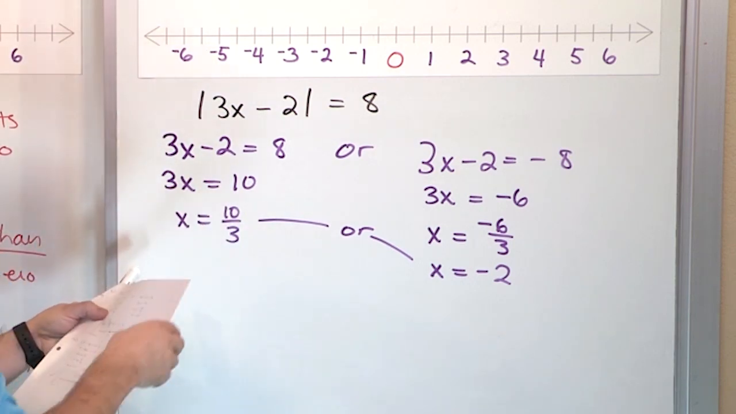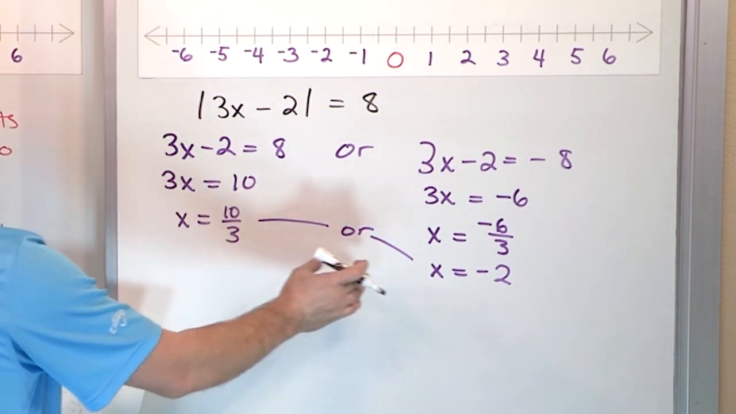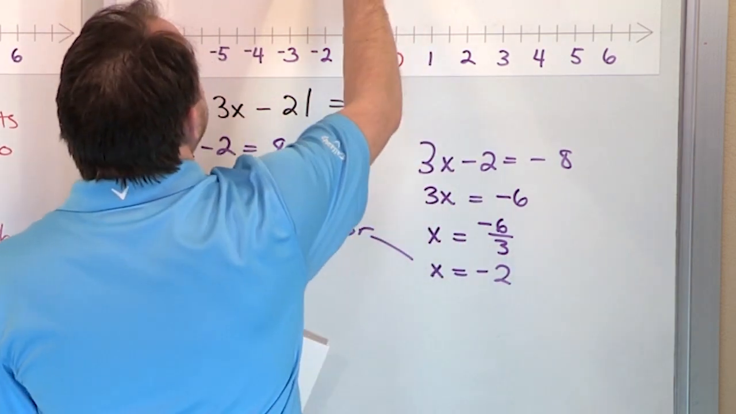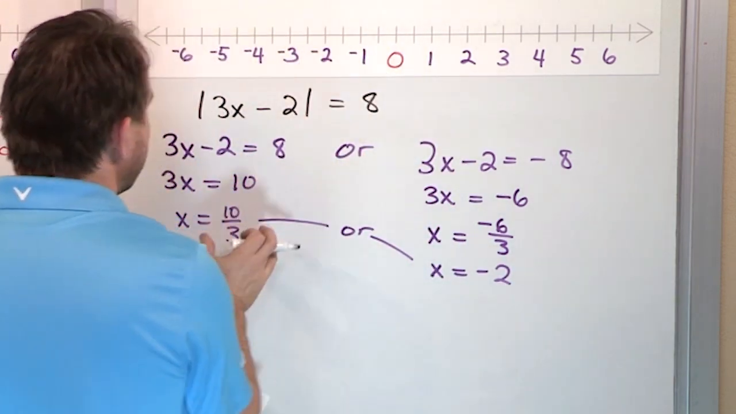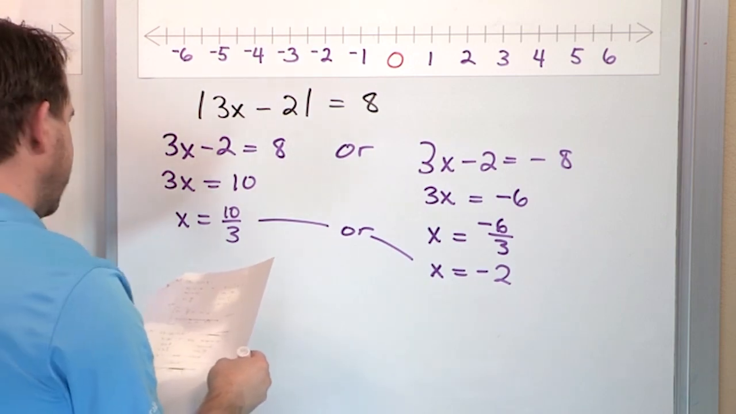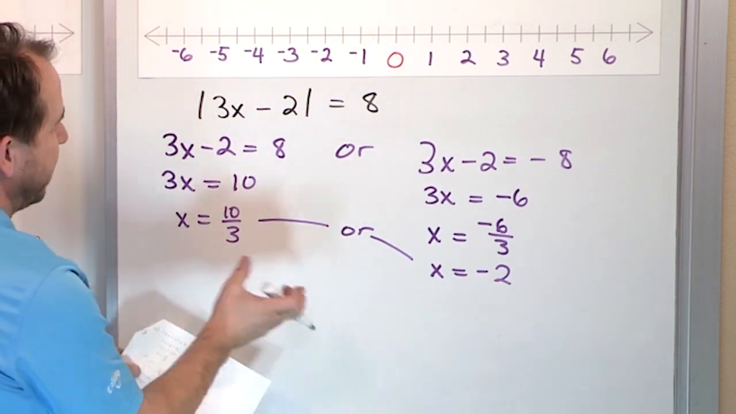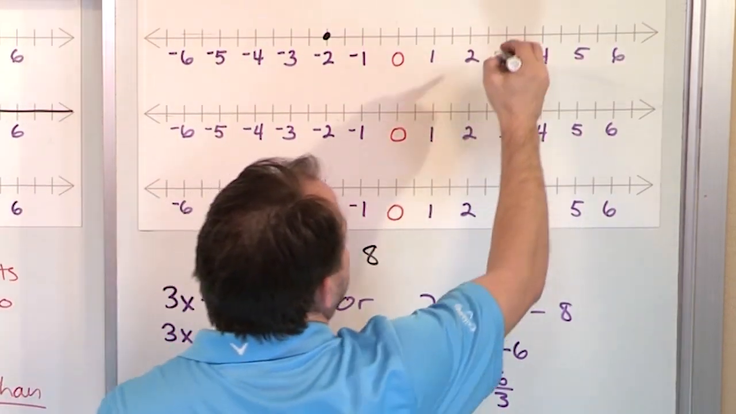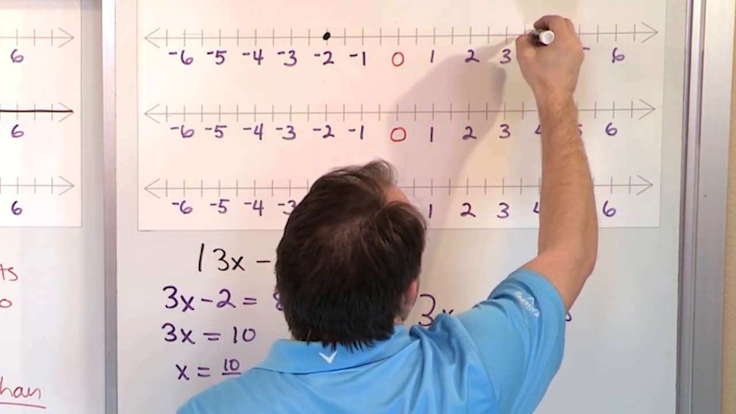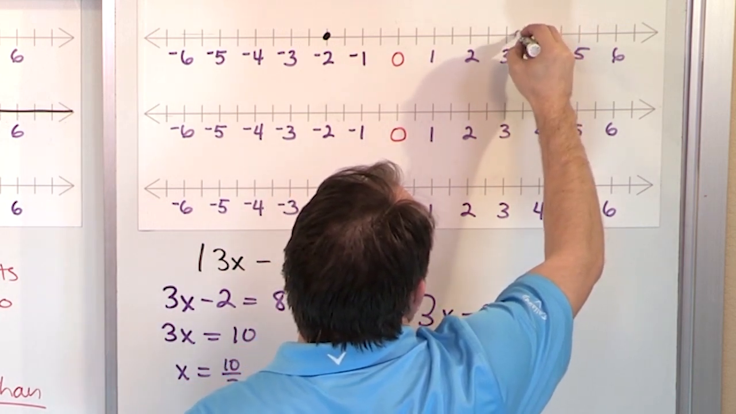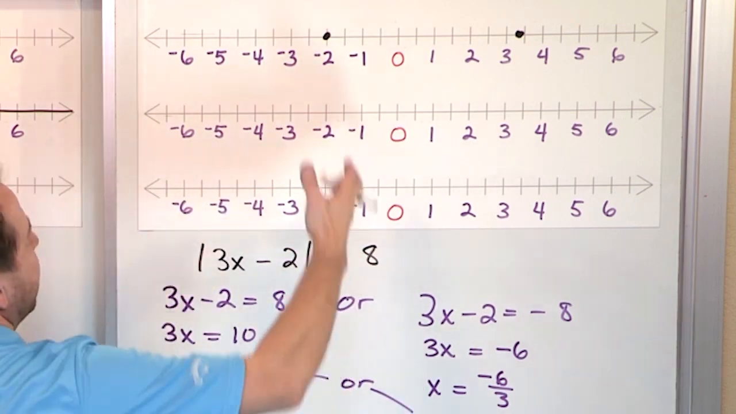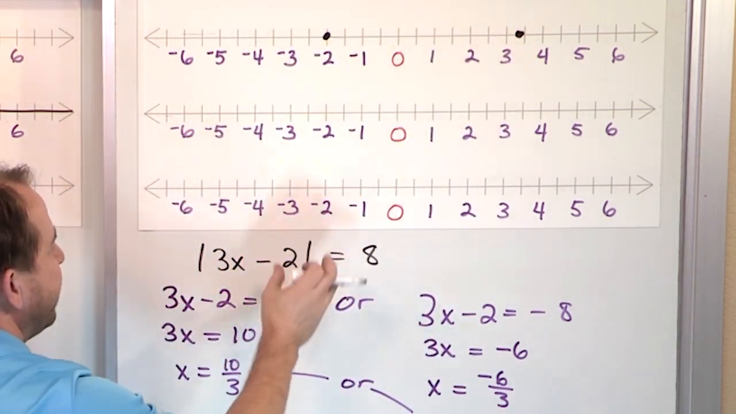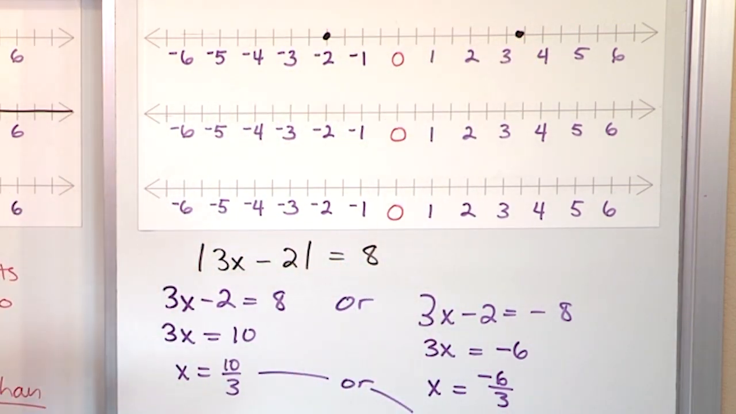So if we plot them on the number line, we're going to have a dot at negative 2, and then another dot at 10/3, which is basically 3.33. If you divide that out, it's 3.33, which would be, here's 3, here's 4, so it's going to be somewhere around here. And there's 2 points, only 2 points. There's no range of values because there's an equal sign here instead of an inequality.